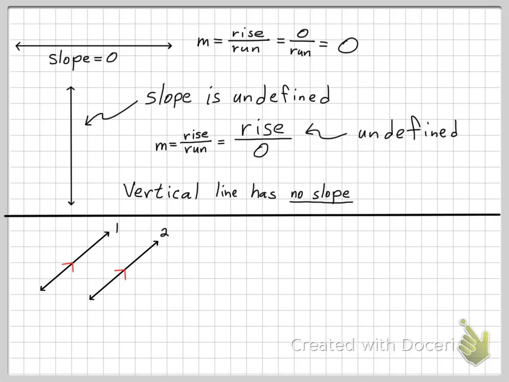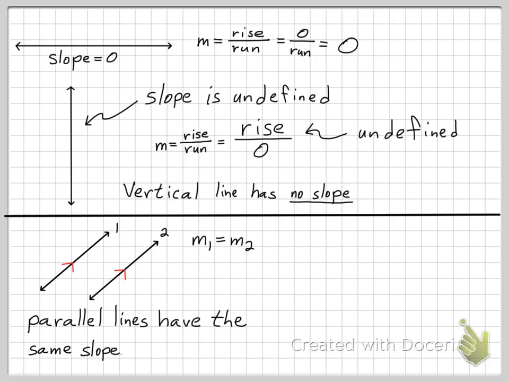Okay? What about two parallel lines? So let's say we have line 1 and line 2, and they are parallel. We know they're parallel because we have these two chevrons here, denoting that they're parallel. Well, the slope of two parallel lines are equal. So the slope of 1 equals the slope of 2. M1 equals M2. Parallel lines have the same slope.